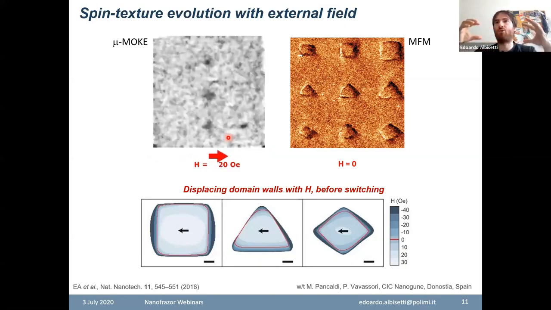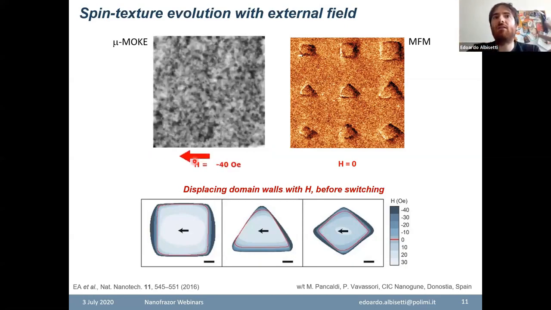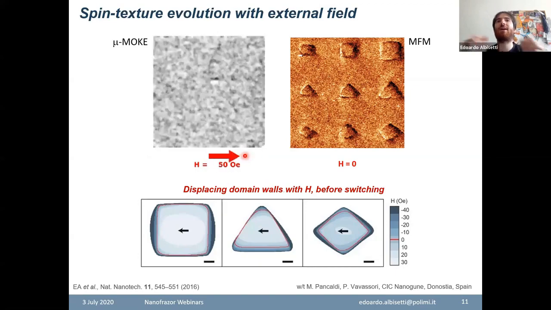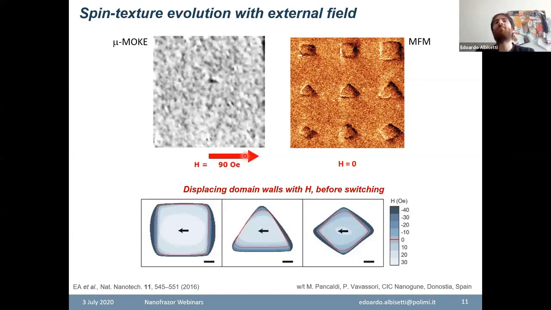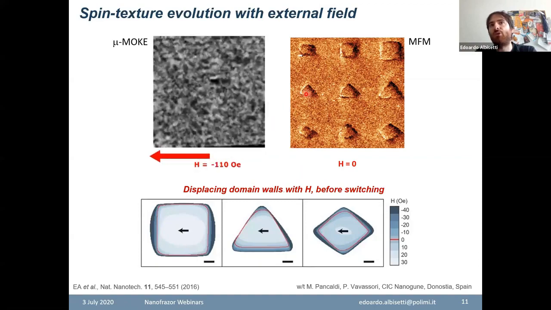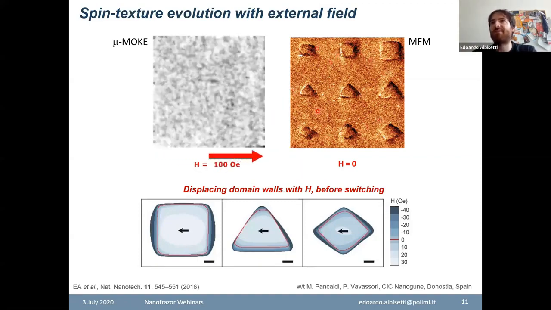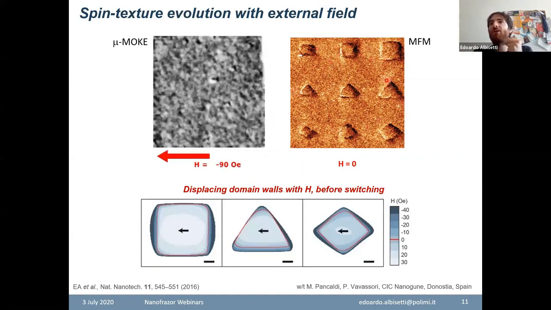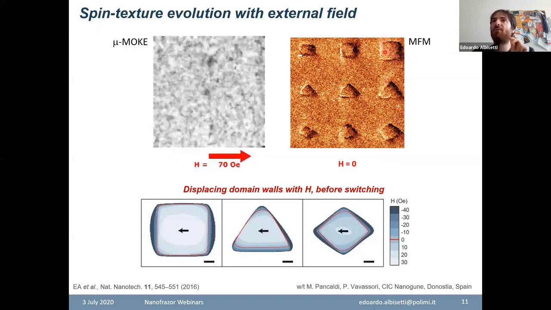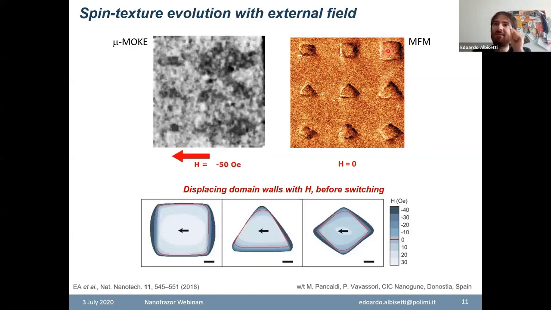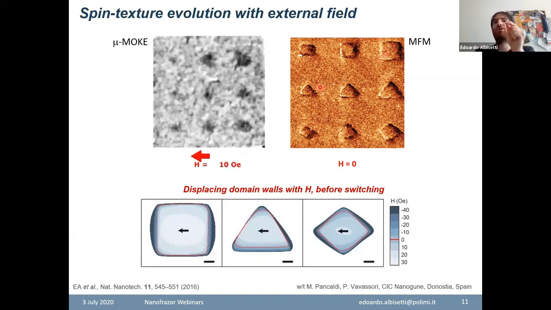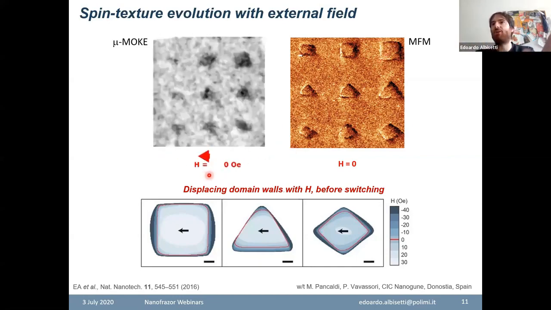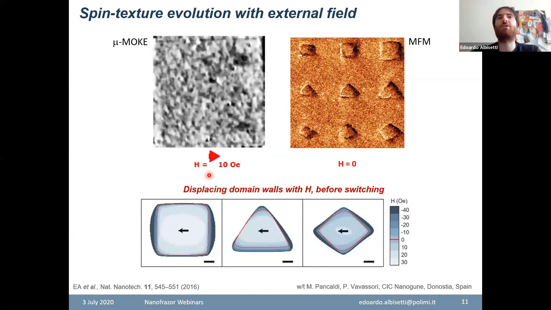It's like a breathing motion. And when you reach a high enough field, you actually rotate all the magnetization in the direction of the field. But then when you go back to zero, you retrieve your original pattern state. And this is because the information of the shape of the pattern is actually written in the antiferromagnetic layer, which is not the one that you visualize here. So when you remove the field, you go back to the original patterned configuration.